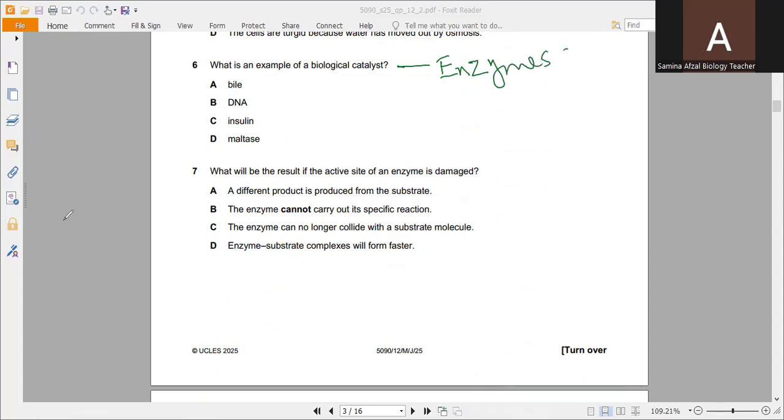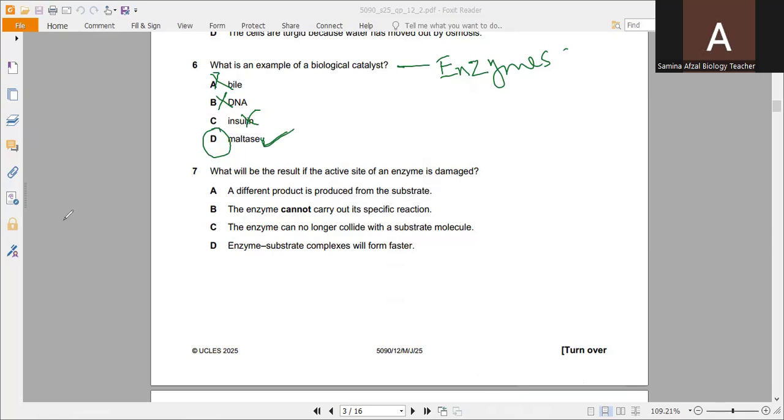So here the first option is bile. Bile doesn't have any enzyme inside. DNA is not an enzyme. DNA is not a protein either. Insulin is a hormone, so it's not a correct option. Now you can see maltase. Maltase is an enzyme which digests maltose. So D is the correct option, and here maltase is an enzyme which acts as a biological catalyst.